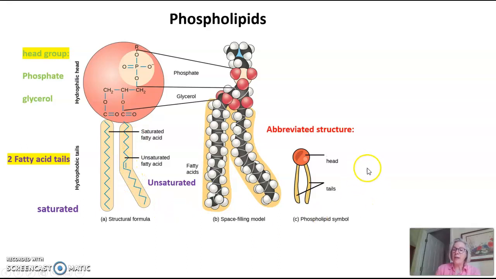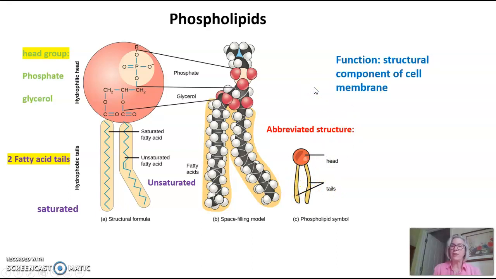We also have an abbreviated structure for these phospholipids, just like we did for triglycerides. And so we draw a round head unit, which is the glycerol and the phosphate, and then we draw the 2 tails. When you are drawing this abbreviated structure, you should draw the tails very carefully. If you are indicating a saturated fatty acid, you want to draw a straight line. And if you're indicating an unsaturated fatty acid, you want to draw a very curved or kinked line. This particular model is somewhat ambiguous because you can't really tell if that's straight or curved. I would advise you to draw them very clearly with a lot of intention.